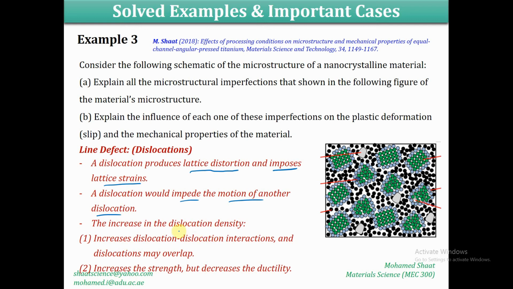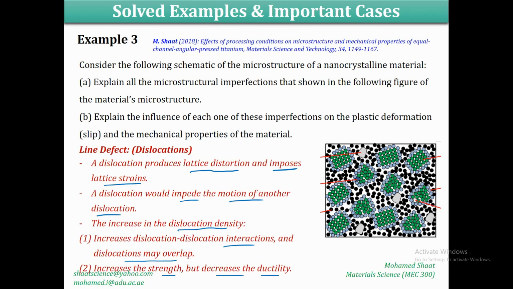The dislocation density increases inside the material microstructure, and this is something we could expect for nanocrystalline material because of the severe plastic deformation. It will increase the dislocation interaction, and the dislocations may overlap. In the meanwhile the strength will increase, but the ductility on the other side will decrease. So these are the changes in the microstructure and the mechanical properties that we expect because of a line defect inside the microstructure of a nanocrystalline material.